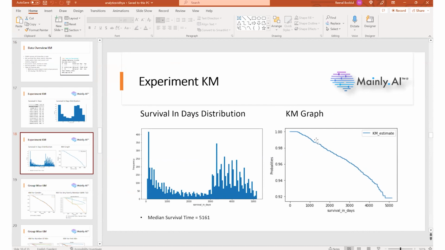If you observe this graph, here is the survival in days and here is the probability. We have the data from 0 to 5,000 days, and the survival probability dropped from 100 to 92% as the days changed from 0 to 5,000. As days increase, the survival probability is definitely going to decrease. That's the general tendency of the Kaplan-Meier graph, which is a non-parametric model. So that is what we have used.